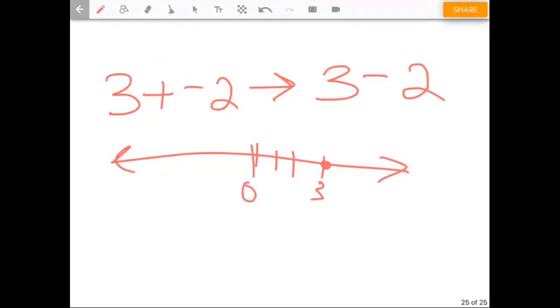If we're minusing, do we go left or right? You go left. Good. No, you were right. Left. Okay. And so you end at 1. So you were right. 3 minus 2 is 1. Or 3 plus -2 is 1.